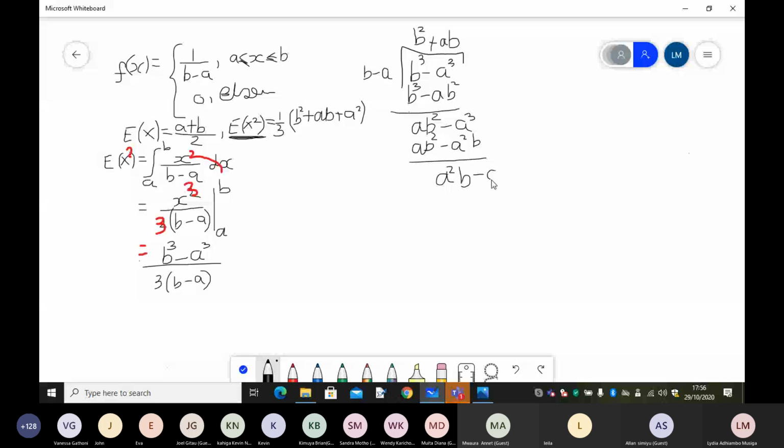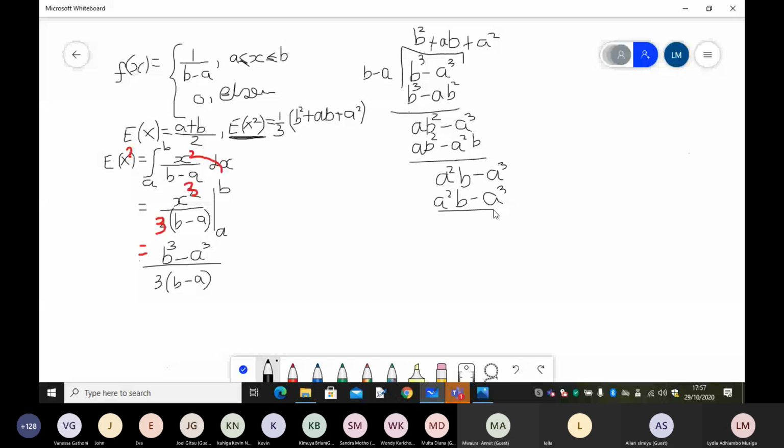So then the next factor will be a squared. So a squared times b is a squared b, minus the next term, a squared times minus a, that is minus a cubed, and of course we are done.